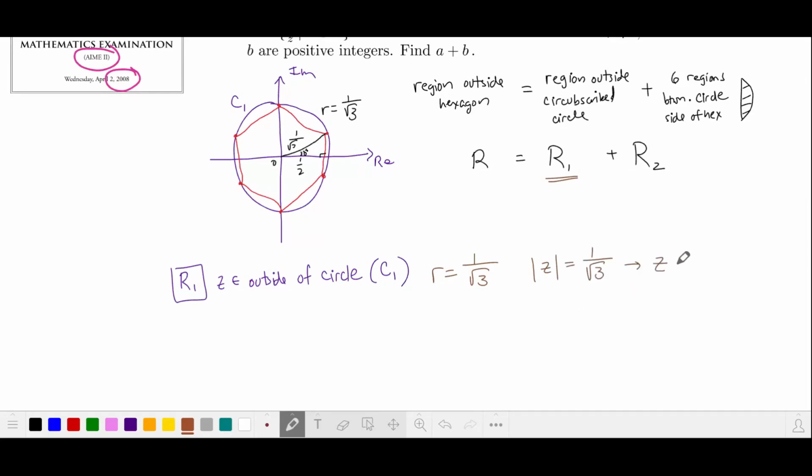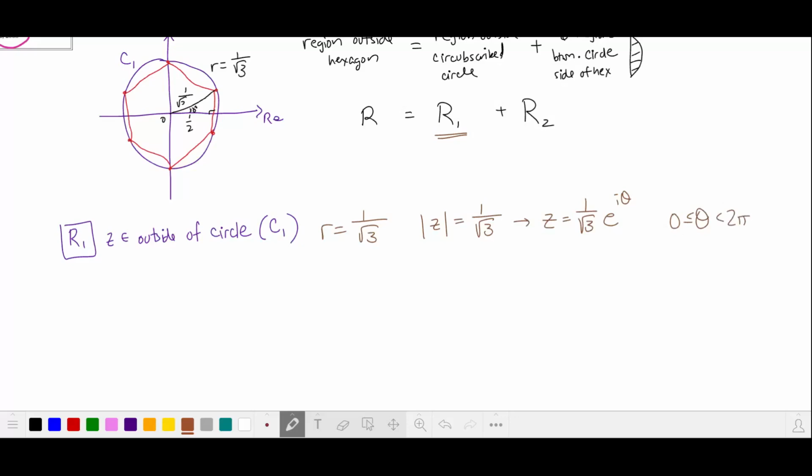So we can write Z on the circle by this complex number, where theta goes all the way around the circle. Let's take the reciprocal of these points. And so the magnitude is √3. So the inverse of all the points on this circle maps to another circle with a radius of √3.